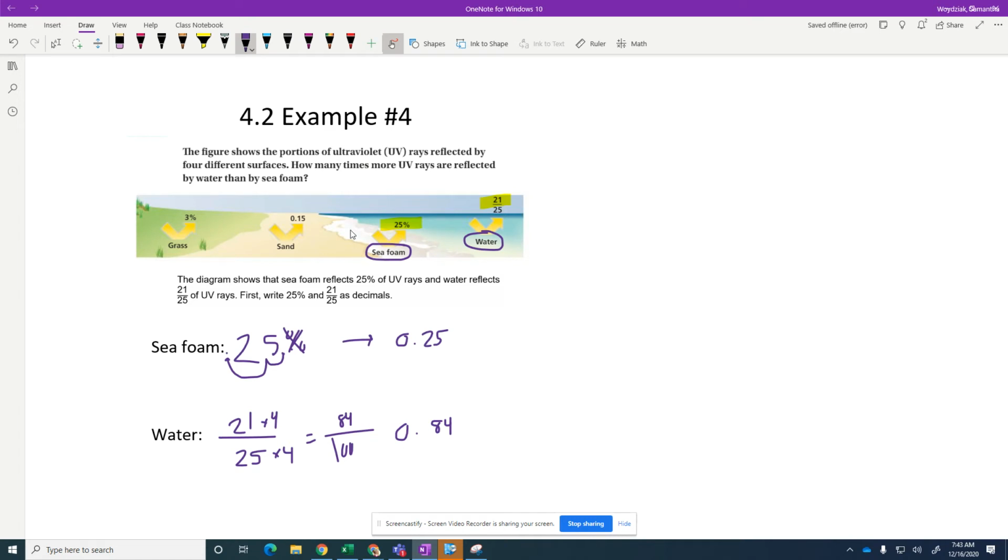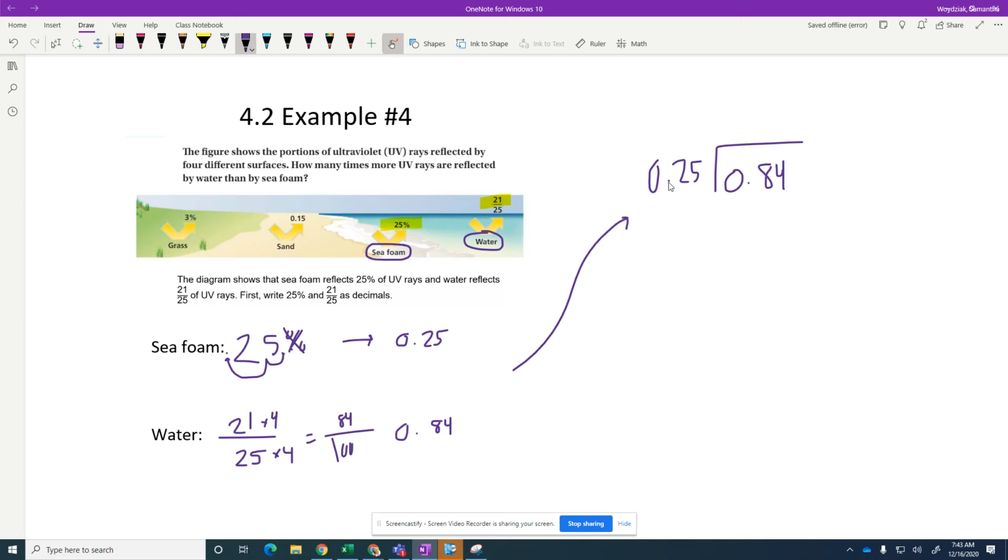Now we are seeing how many times more UV rays are reflected by water than seafoam. So we are going to come back up here and we have to divide to see how many more times the UV rays are reflected by water than by seafoam. Sorry about that. So I have 84 hundredths, and I have to divide that by 25 hundredths because we're seeing how many more times the UV rays reflect off the water than the seafoam.